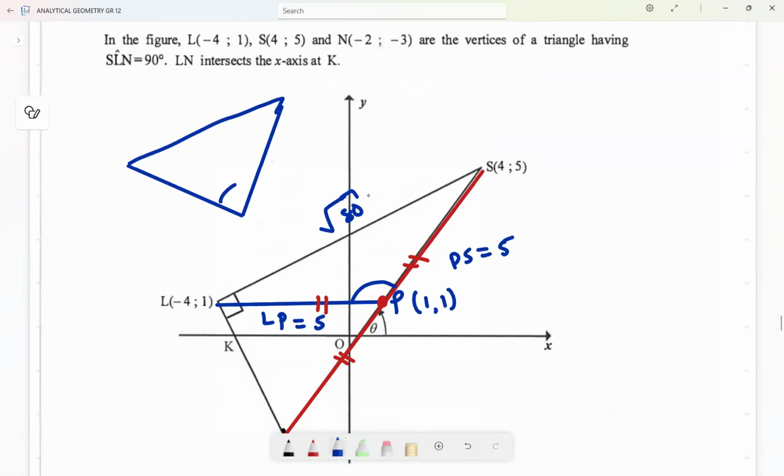And then this is the angle I'm looking for, with sides 5, 5, and square root of 8. What comes to your mind? Cosine rule. Cosine rule again. So we can use the cosine rule to find that angle.